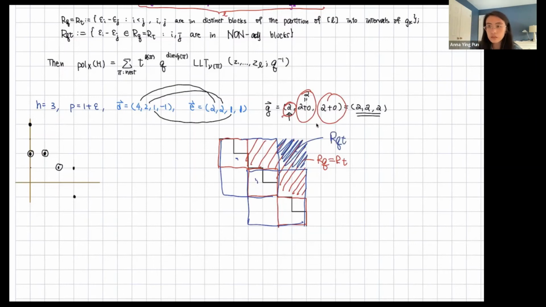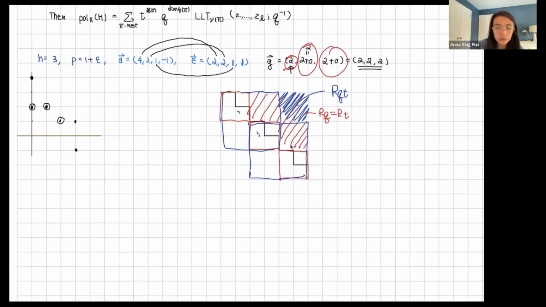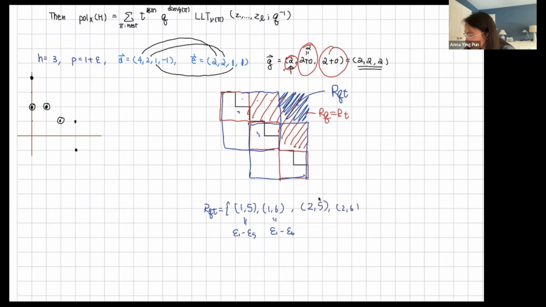So you have this R, so that just means that if you really want to draw out the roots here, then, for example, where's RQT? RQT contains 4 things: 1,2; 1,3; 1,4; 1,5; and 1,6. So you have 1,5 and 1,6, which is the root thing. So this is just epsilon 1 minus epsilon 5, and this is epsilon 1 minus epsilon 6. And then you have 2,5 and 2,6, so this means epsilon 2 minus epsilon 5 and epsilon 2 minus epsilon 6. So these are the root set that you have. Okay, so that's the RQT.